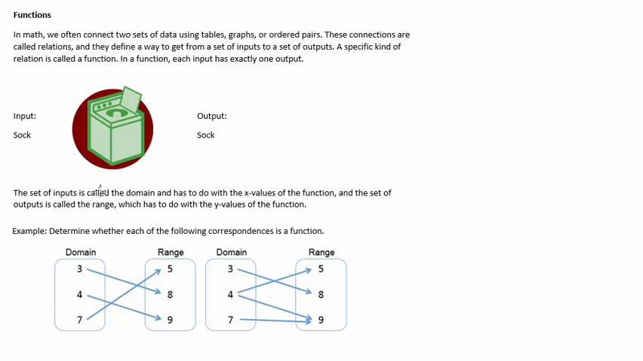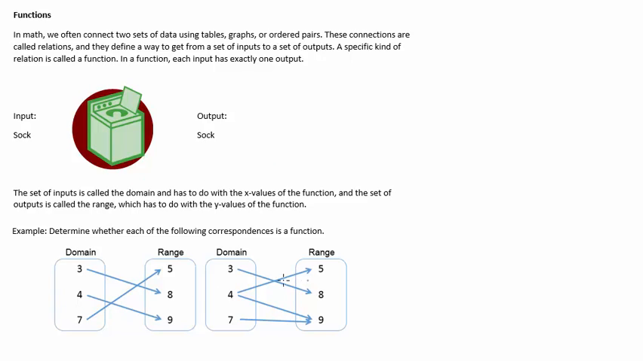The set of inputs is called the domain, and that has to do with the x values of our function. So if we're in ordered pairs or we have a graph or whatever, input and x values and domain all mean the same thing. The set of outputs is called the range, which has to do with the y values of the function. So one thing they're going to ask us to do with this is determine whether some relationships are functions.